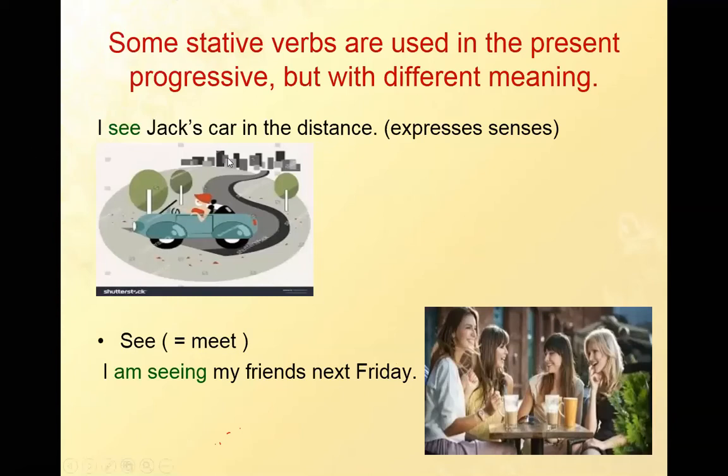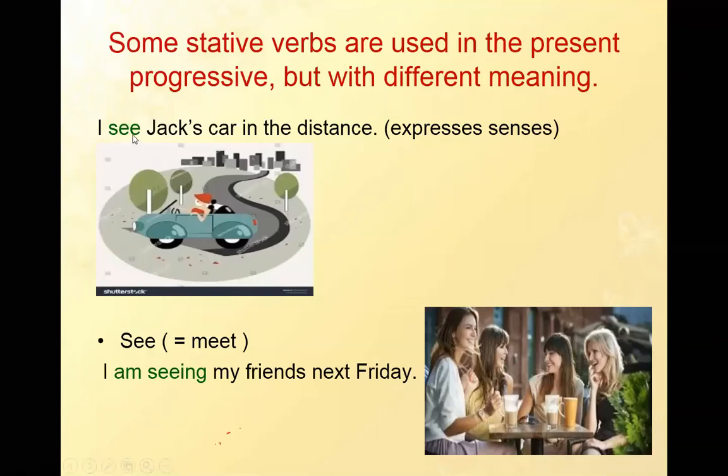For this example, I see Jack's car in the distance. Here, see is present simple. It expresses senses. So see is present simple. It expresses a state. But look at the second example. I'm seeing my friends next Friday. Here, seeing expresses meet. It expresses action. So I can use it with the progressive form.